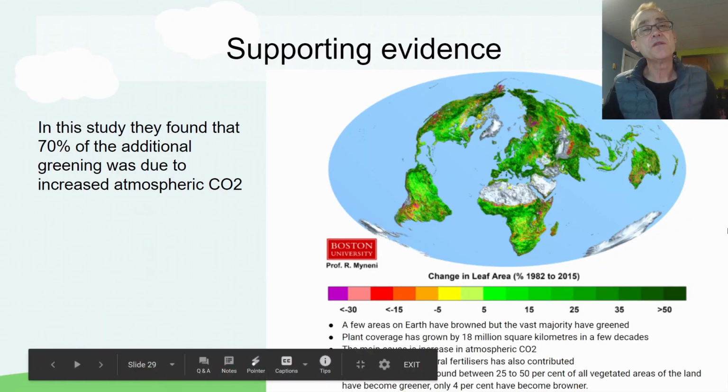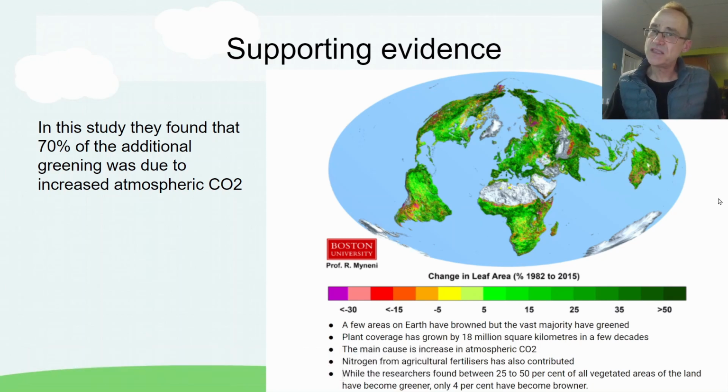We only hear from the media how everything is getting worse on Earth. This study was based on satellite data. From 1982 until 2015, the Earth gained 18 million square kilometers of leaf cover. This is equivalent to adding all the plants of continental United States to the Earth twice.